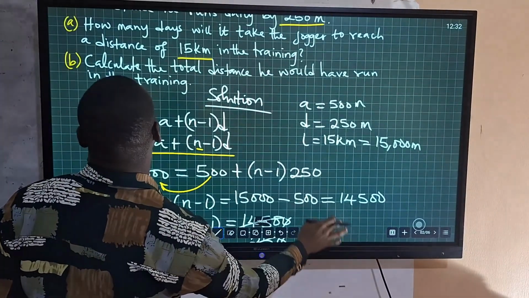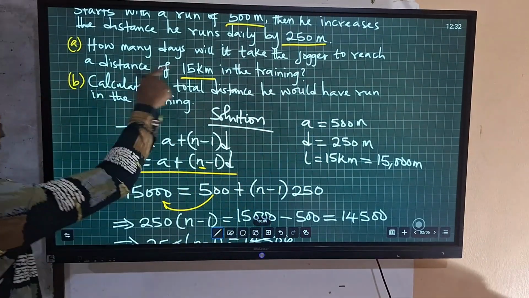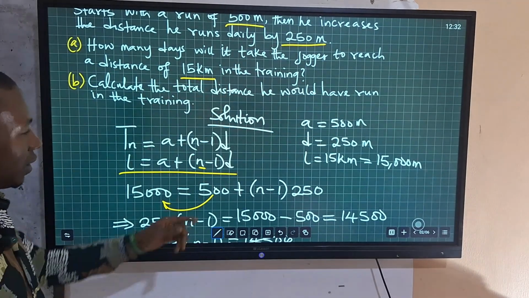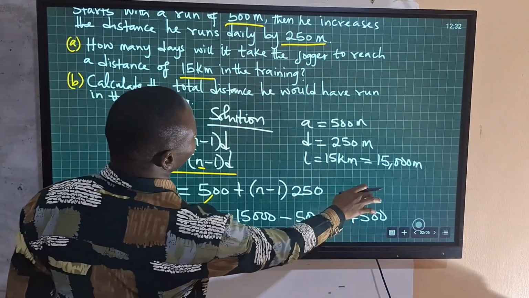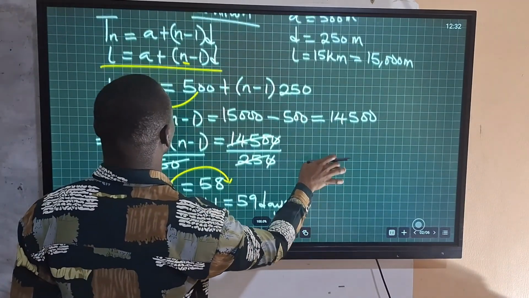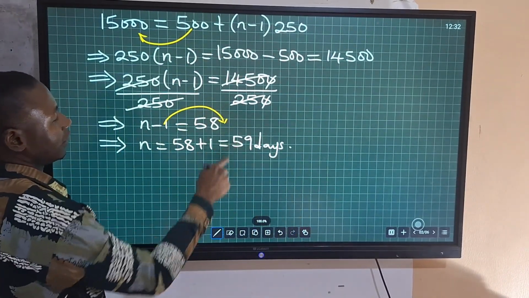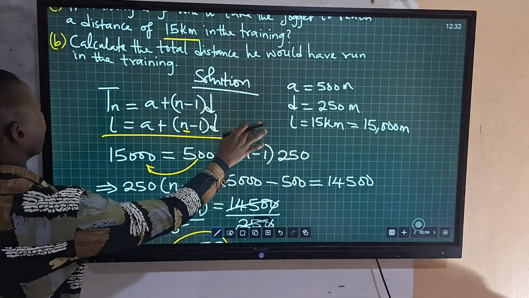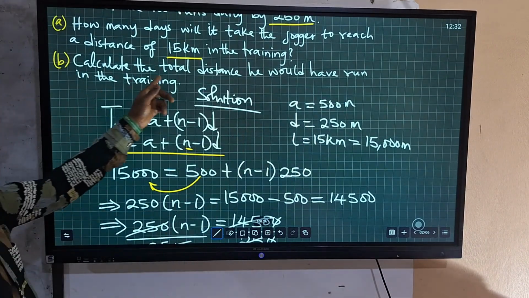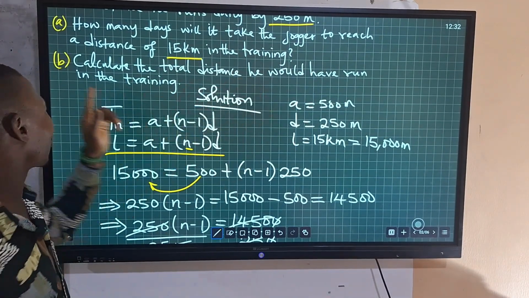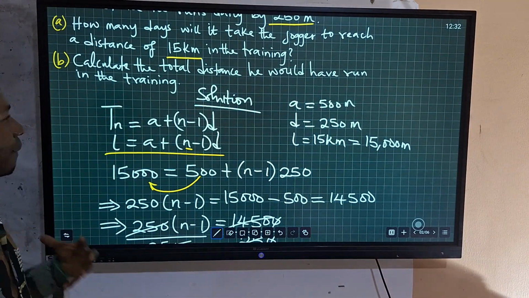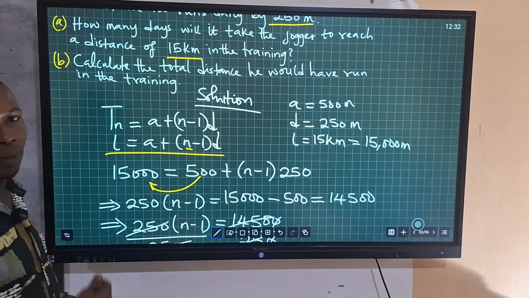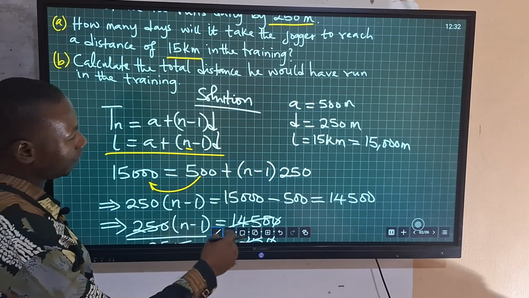The first question is asking us how many days will it take us to cover 15 kilometers distance in the training. So the number of days it will take us using the information supplied is 59 days. Then let's quickly look at the second question. The second question says, calculate the total distance he would have run in the training. So in calculating the total distance, what we are getting in this case is the sum of the AP.